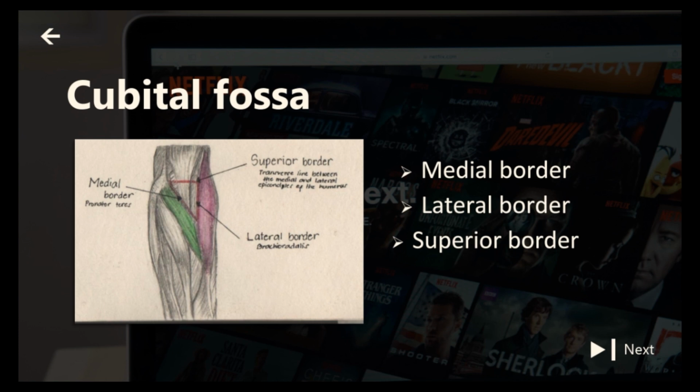Lastly, the superior border. The superior border of the cubital fossa, which forms the base of the triangle, is marked by an imaginary transverse line drawn between the medial and lateral epicondyles of the humerus.